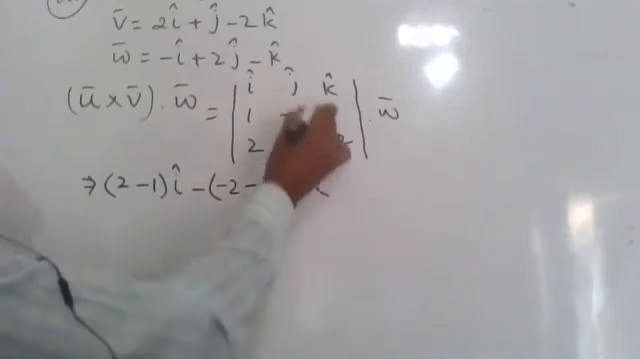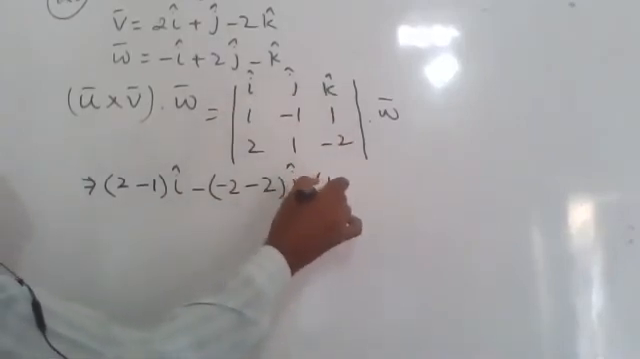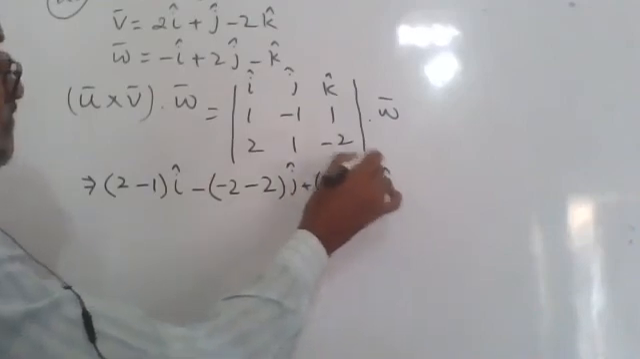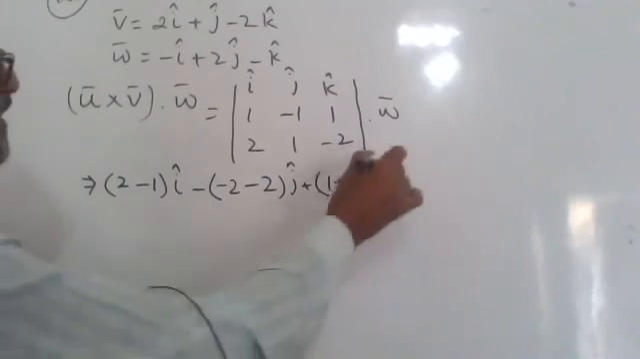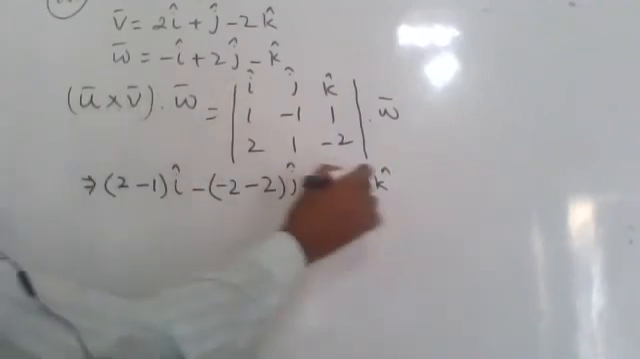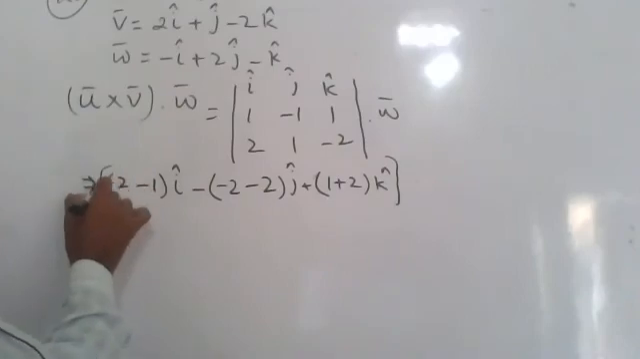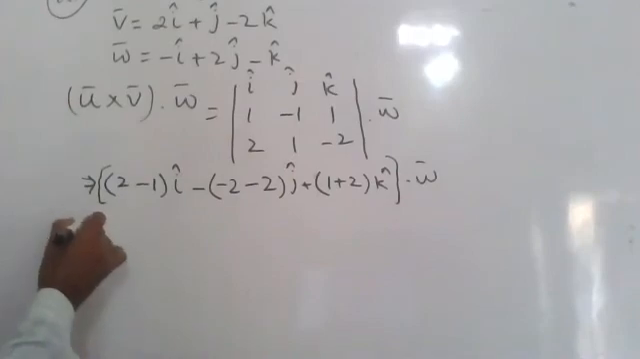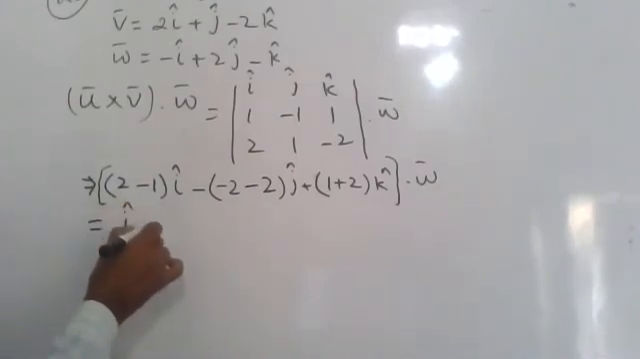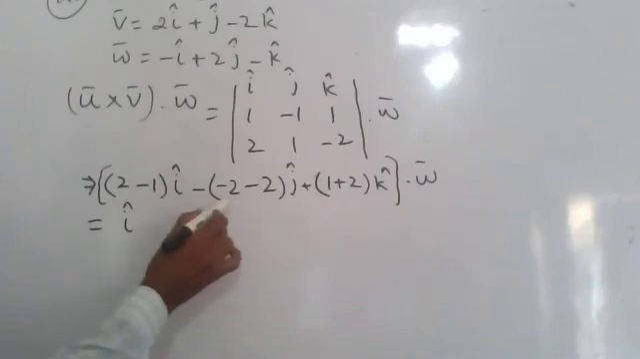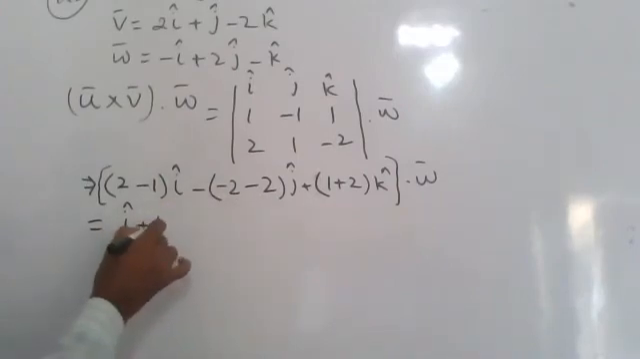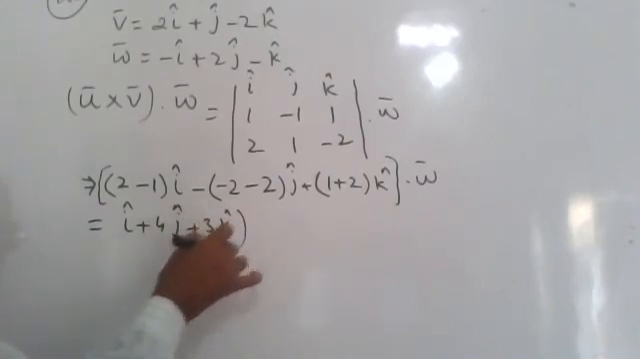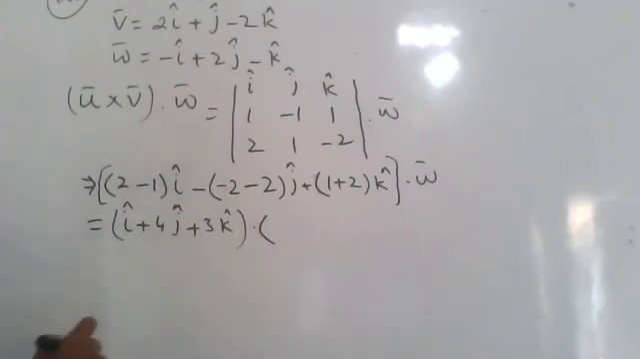Plus k. So leave the k. 1 into 1. Minus 1 into 2 will be minus 2, so plus 2. This is k. This is u cross v, dot w. Just write dot w. Don't forget to leave it. This will be equal to i minus minus, minus 2 will be minus 4, and plus 4j and plus 3k, dot w.